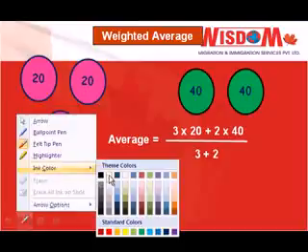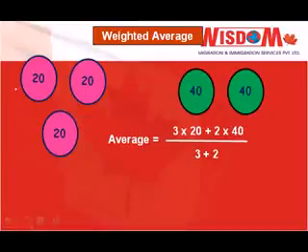Just let me get a color. Okay, so let's suppose I have 3 boys in my class. Let's suppose these are the boys and these are the girls. The average weight of the boys is 20 kg. So that means each boy has 20 kg of weight, and the average weight of girls is 40 kg, which means that each girl has 40 kilograms of weight. So we have to add the sum of all the boys and the sum of all the girls, dividing it by the total number of students in the class.